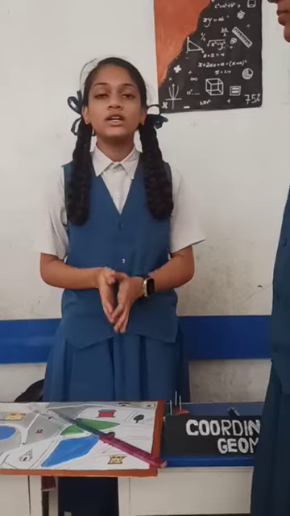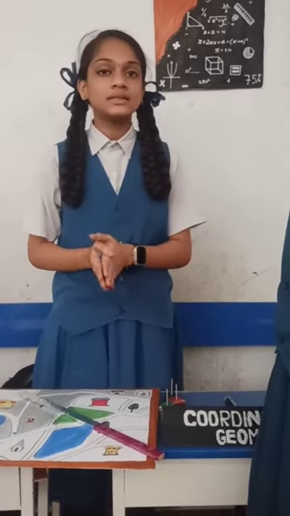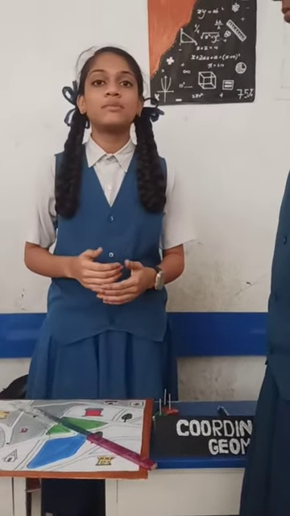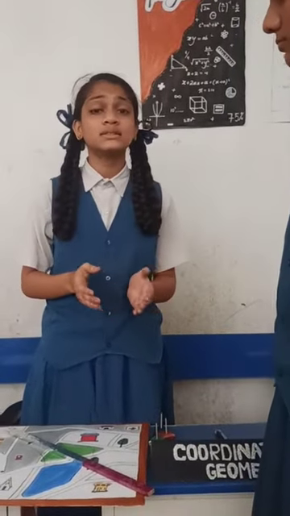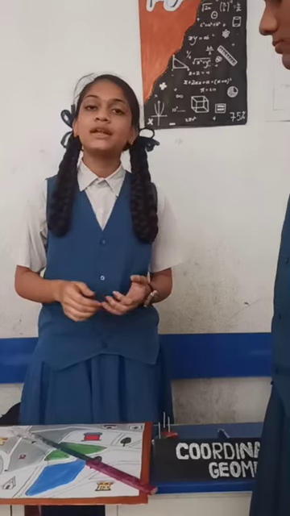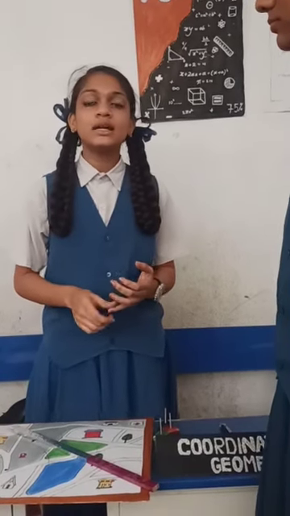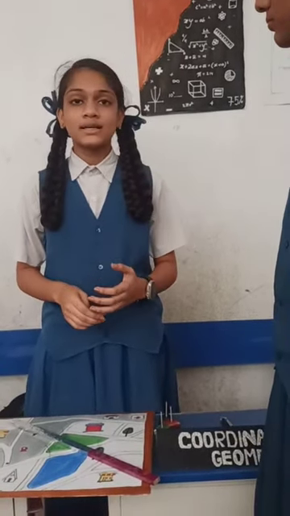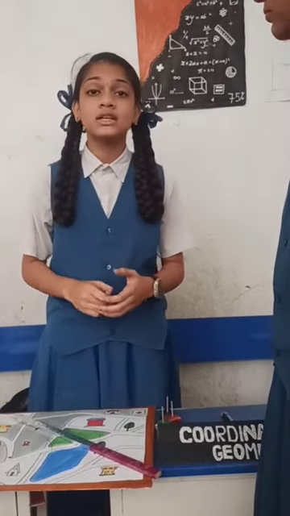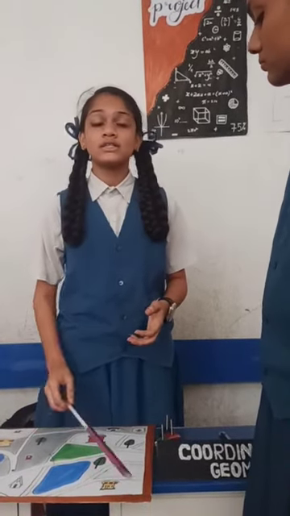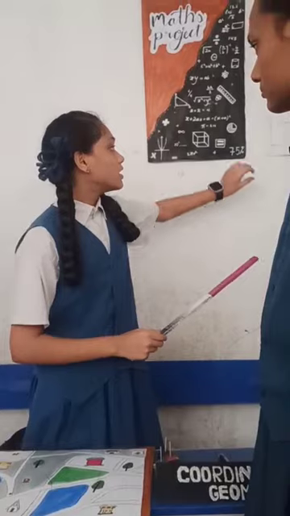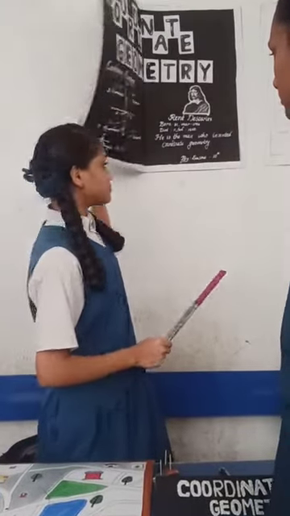Coordinate geometry. Coordinate geometry consists of the Cartesian system that is used to determine points in the Cartesian plane. The Cartesian system consists of a horizontal line and a vertical line. The horizontal line is the x-axis and the vertical line is the y-axis. The intersection of the horizontal line and the vertical line is called the origin.